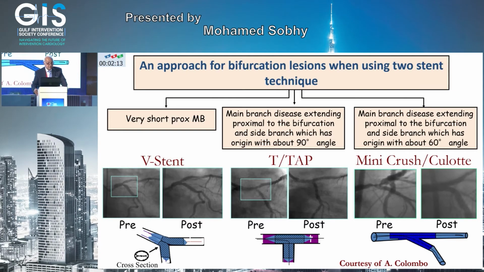Approach for this: if you have a very short proximal main branch, this is the only way to use V-stenting. I don't recommend V-stenting except in emergency. It's easy, but it has a very high risk of restenosis. Either side, if the angle is more than 70, for example 90, you use the TAP technique. If the angle is less than 70, you use either mini-crush, DK crush, or culotte.